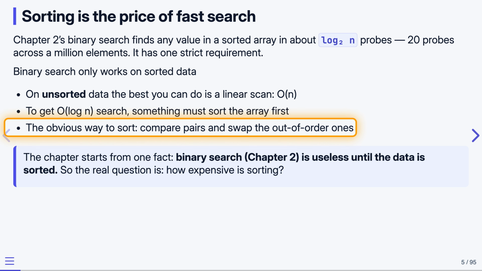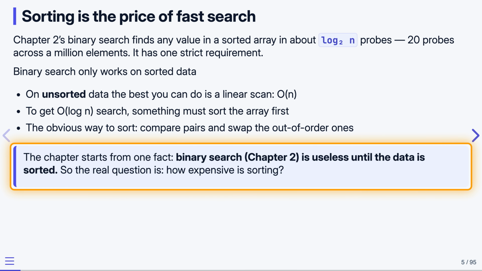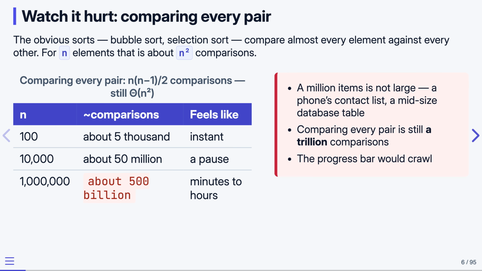The obvious way to sort is to compare pairs of elements and swap the ones that are out of order. So the chapter starts from one fact: binary search is useless until the data is sorted. The real question then becomes, how expensive is sorting? The obvious sorts, like bubble sort and selection sort, compare almost every element against every other element. For n elements, that is about n squared comparisons.